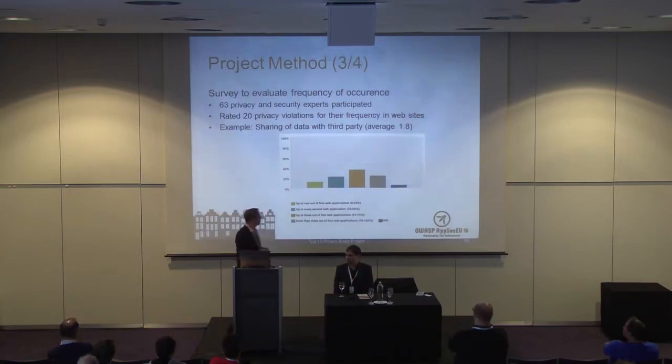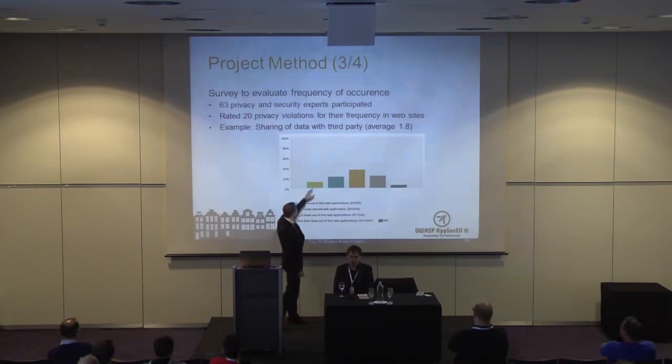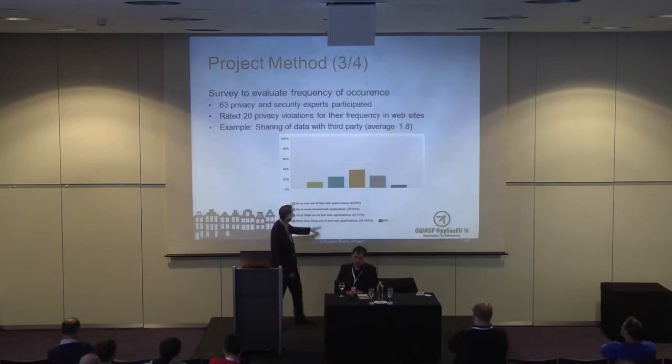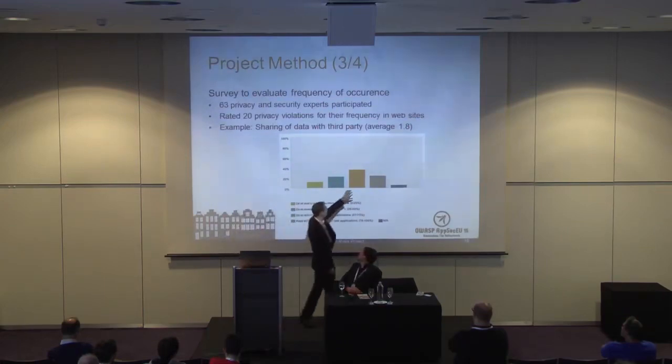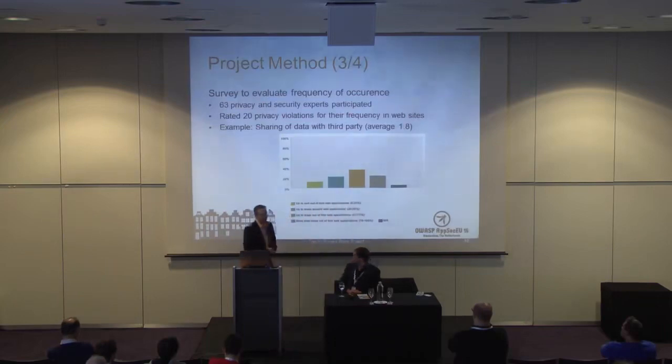occur in practice. We have one example here of sharing of data with third parties. And we asked then, does it happen in between 0 to 25%, up to 1 out of 4 web applications, up to every second web application, or up to 3 out of 4 web applications, and so on. And you can see here, most people thought it's between 50 and 75%, and also some more than 75%. In the end, we converted that to a scale from 1 to 3, and it was an average of 1.8 here.